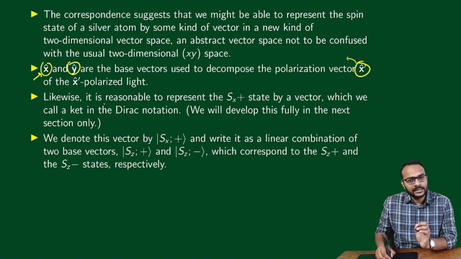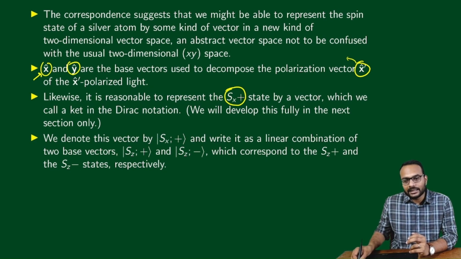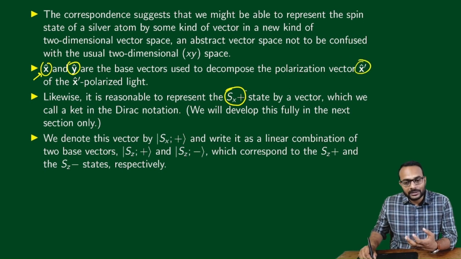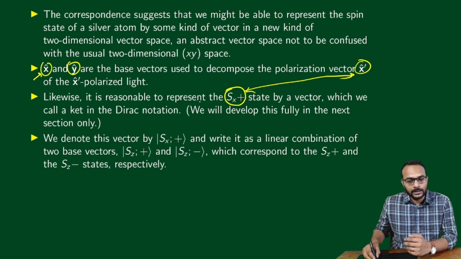Similarly, it is reasonable to represent the Sx plus state by a vector. We made the correspondence between x prime and Sx plus. So just like the x prime polarization obeys the logic of vectors, maybe corresponding to the Sx plus state we can use some sort of a vector to represent it, which we call a ket in the Dirac notation. These are not usual vectors, we'll call them kets. This kind of notation is called the Dirac notation.